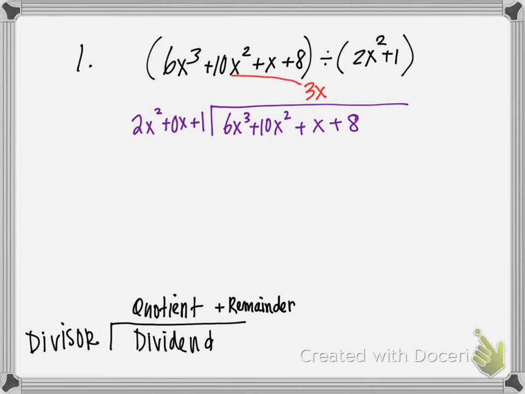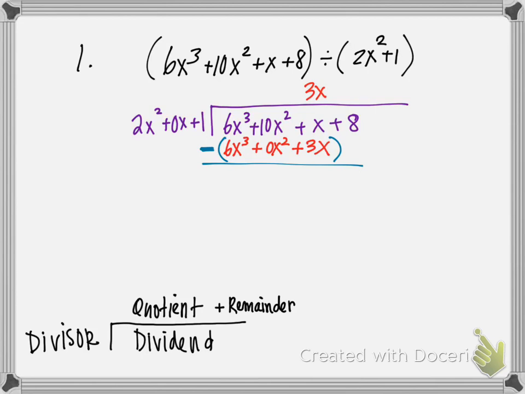So now I have to multiply the 3x by all three terms here and record my answer down here. So 3x times 2x squared is 6x to the third. 3x times 0 x's is 0x squared. And 3x times 1 is 3x. From here, we're going to be subtracting all of these terms. And you're subtracting the 6x cubed, you're subtracting the 0x squared, and you're subtracting the 3x. So I'm going to be saying this subtraction sign every single time I pair up terms.